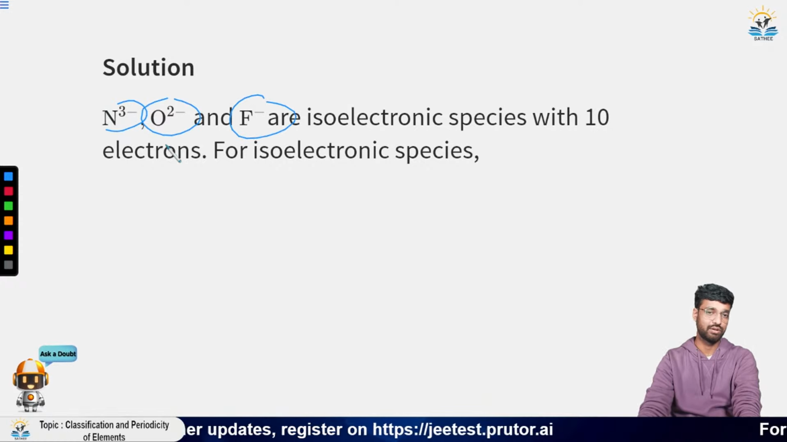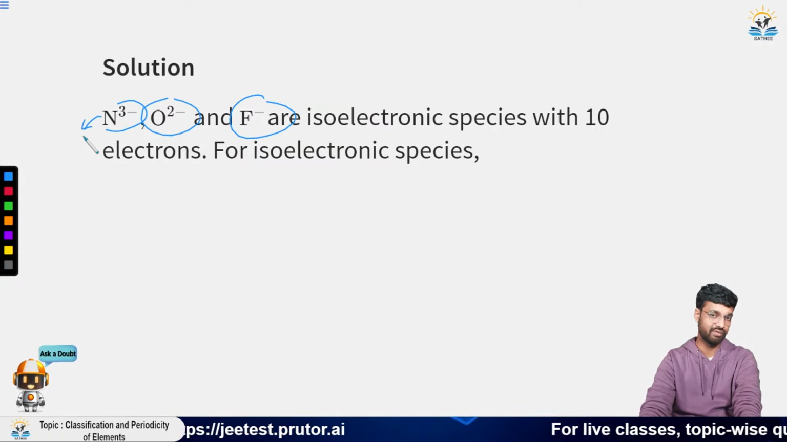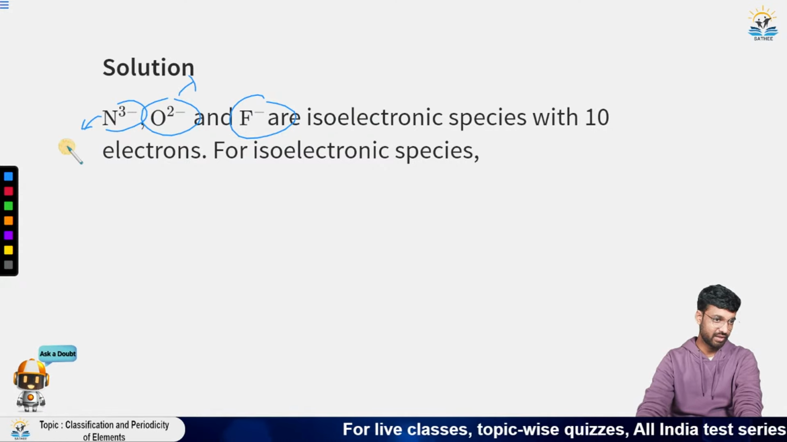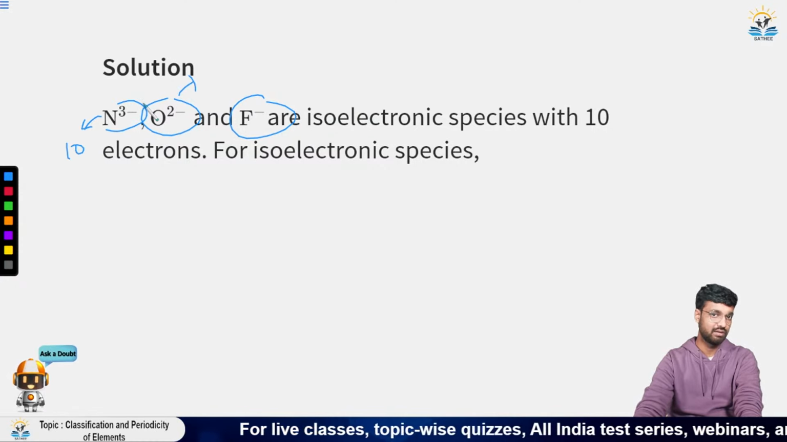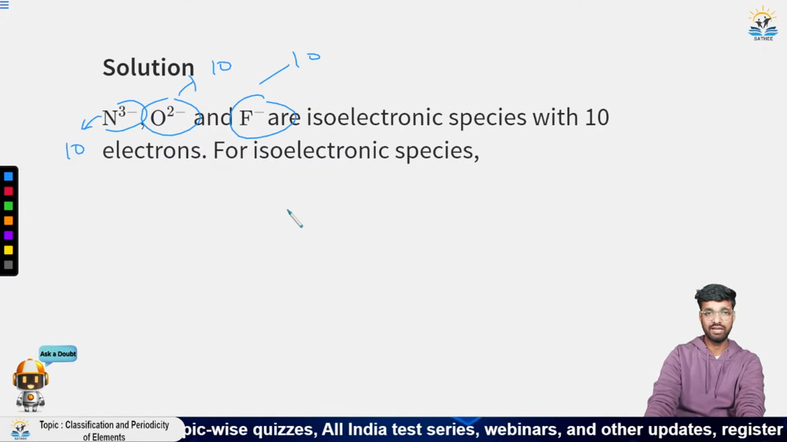We know very well because if you consider nitrogen, it has 7 electrons. So three are added, so it will be 10. Oxygen has 8, with 2 added it will be 10. Fluorine has 9, with 1 added it will be 10. So all these have 10 electrons.